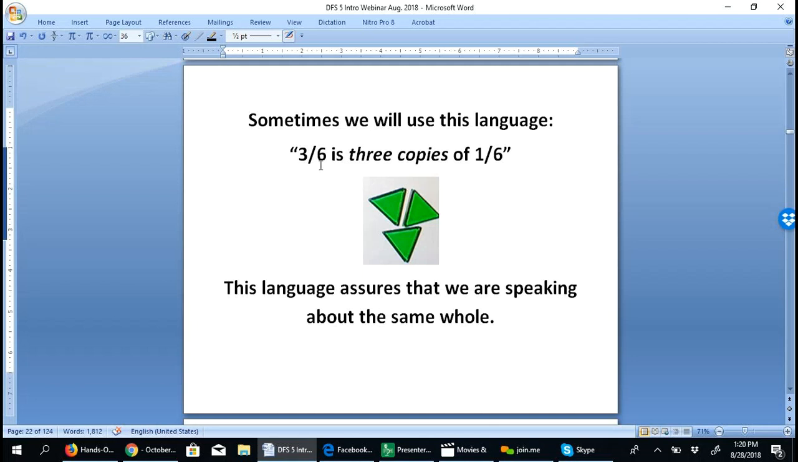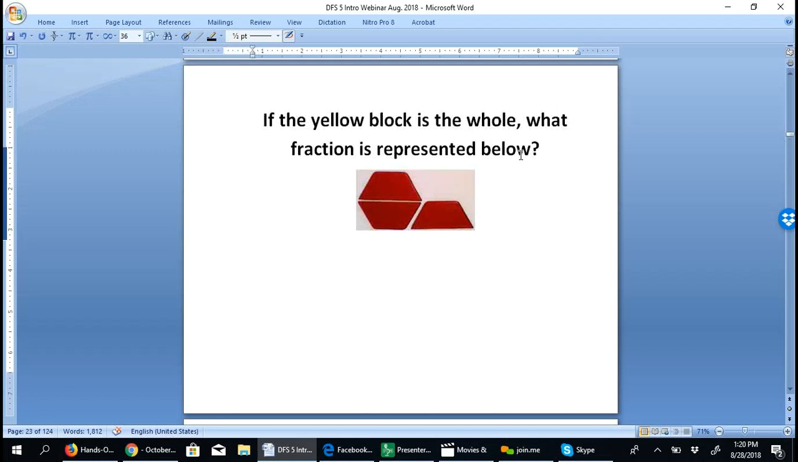Okay, so in the webinar and in the workshop, and in the workbook, we use this language of copies. 3/6 are 3 copies of 1/6. And when you get to 10/6, that would be 10 copies of 1/6. So the definition stays the same for all fractions.